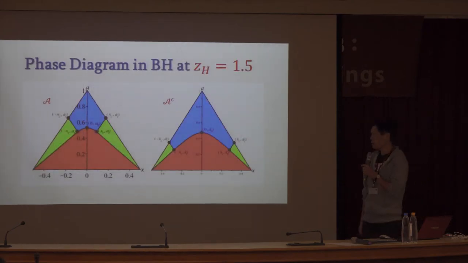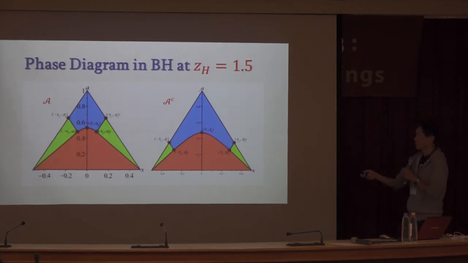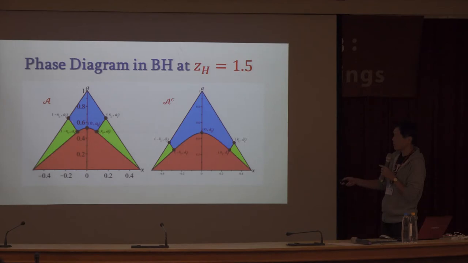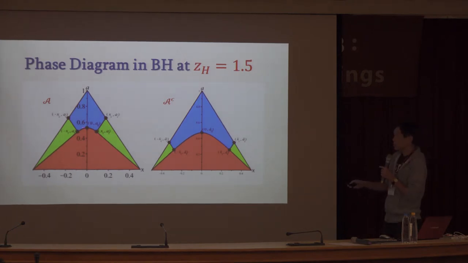So the point is that if you really calculate A and AC, we can write down this fixed one. And it has three phases. It's the sky, sunset, and rainbow. And here is the reverse sky, reverse sunset, and reverse rainbow. But the phase diagram for A and AC is different.